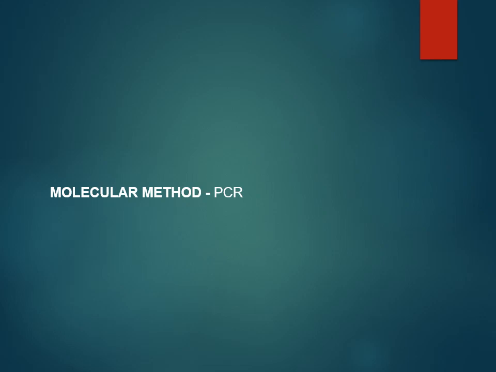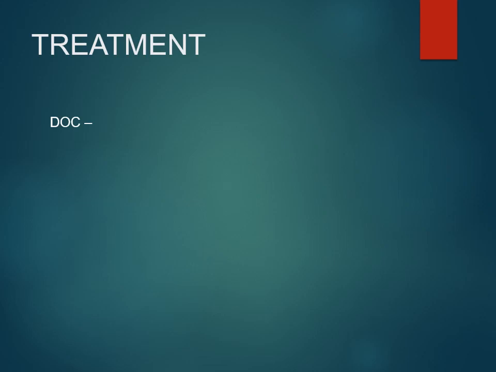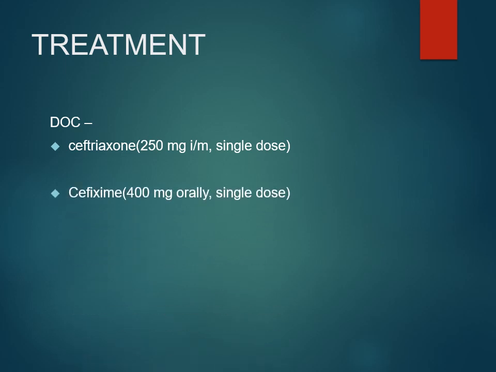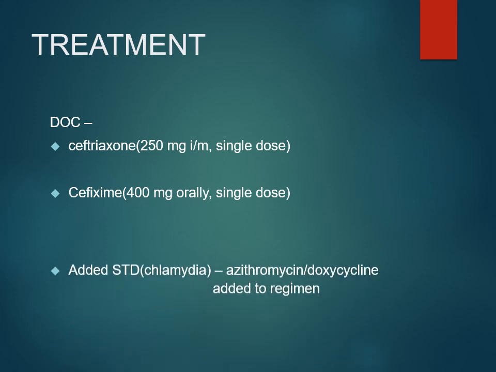तो लास्ट में आपका मॉलिक्यूलर आएगा. ट्रीटमेंट. सो ड्रग ऑफ चॉइस क्या है? सेफ्ट्रियाक्सोन, दैट इज अ 250 मिलीग्राम IM सिंगल डोज. सेफिक्सिन दे सकते हैं 400 मिलीग्राम ओरली.